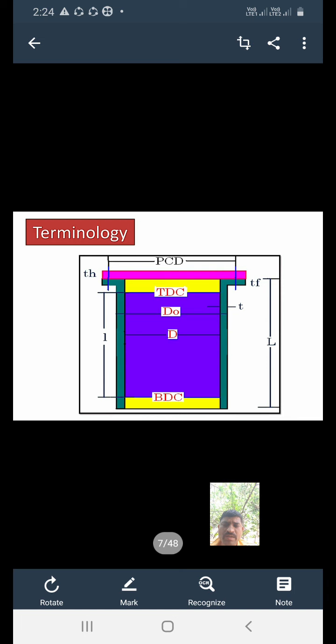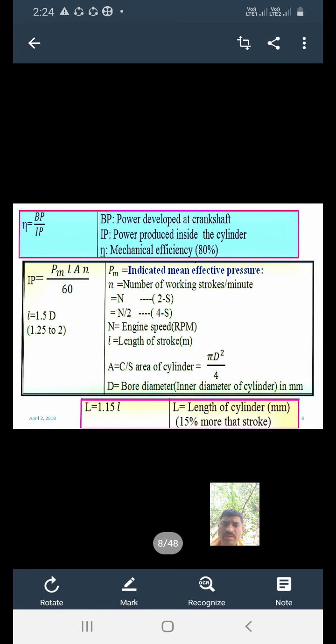Then how to calculate the cylinder bore D and stroke length L? We will see some formulae. Before going to those formulae, you should calculate the indicated power of the cylinder. How to calculate the indicated power of the cylinder? It is denoted by IP. IP is equal to, you know the formula, PM into L into A into N divided by 60. What is PM? PM is the indicated mean effective pressure. This is given in Newton per meter square.